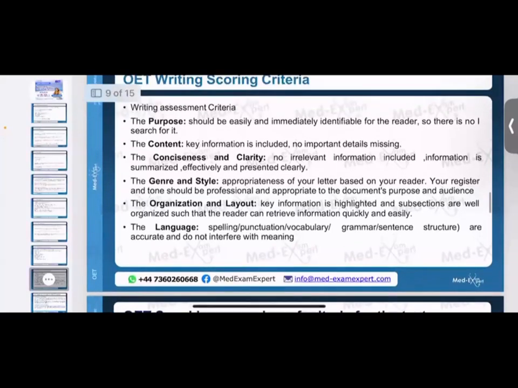It is a test of your language, they are not checking your medical knowledge. So please make sure that whatever the disease and the symptom given, keep it the same. If you make a diagnosis on your own, then definitely you will be at risk. For organization and layout, key information is highlighted and subsections are well organized, so that the reader can retrieve information quickly and easily. Your organization must be very clear so that the reader can easily pick out what you are trying to say.